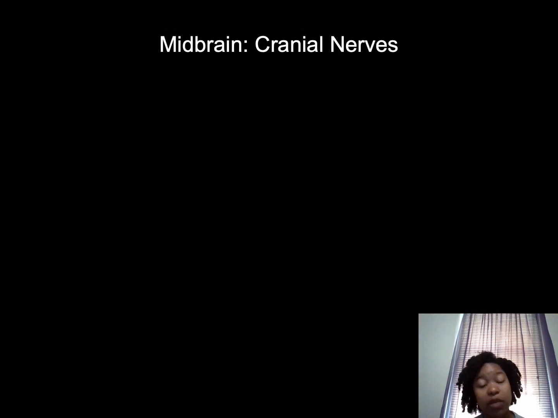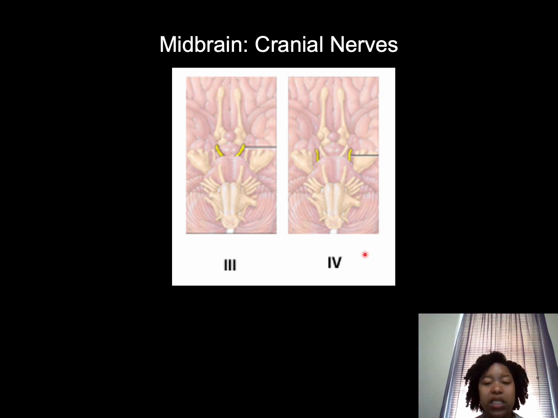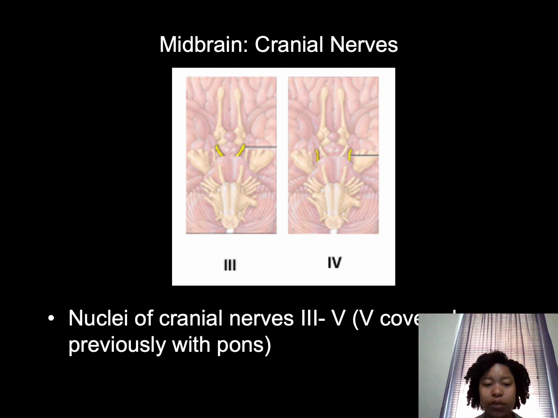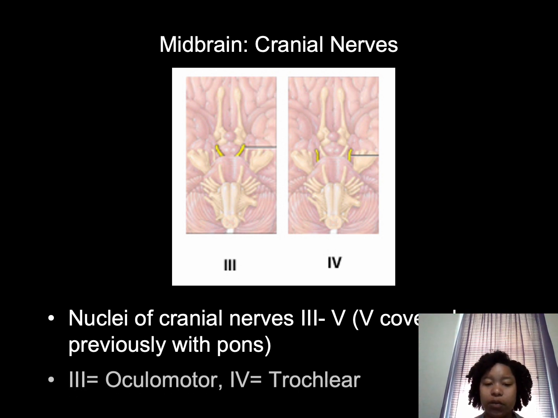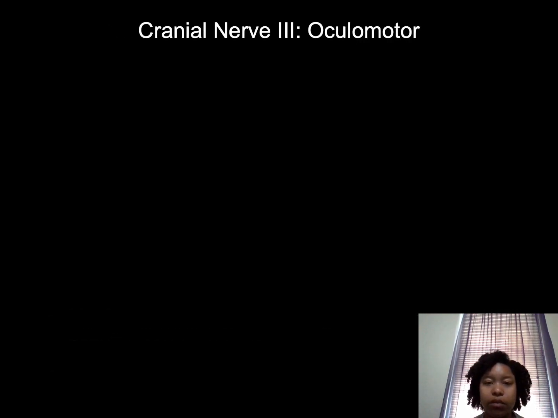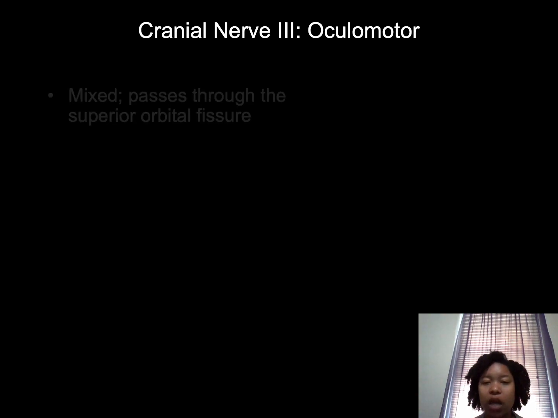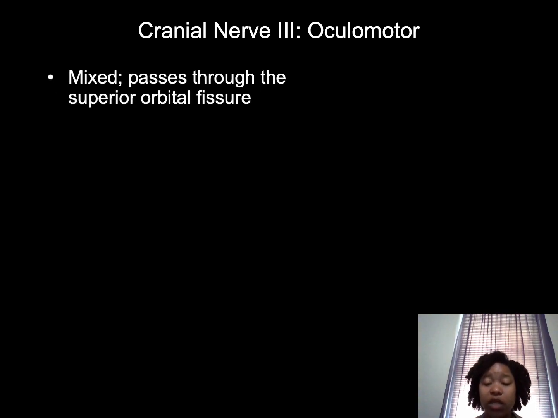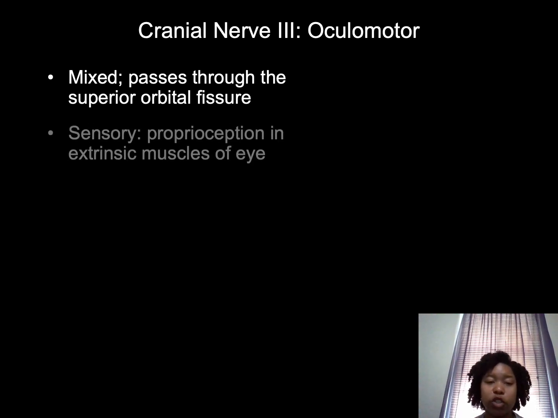All right, so now we've got the midbrain cranial nerves, right? And these are cranial nerve 3 and cranial nerve 4. So the nuclei of cranial nerves 3 and 4 are present here, as are 3 through 5, but 5 will continue on. And so number 3 is the oculomotor, and number 4 is the trochlear nerve. So going with the oculomotor nerve, this is a mixed nerve again. Most of them will be, but this is a mixed nerve, and it passes through the superior orbital fissure.